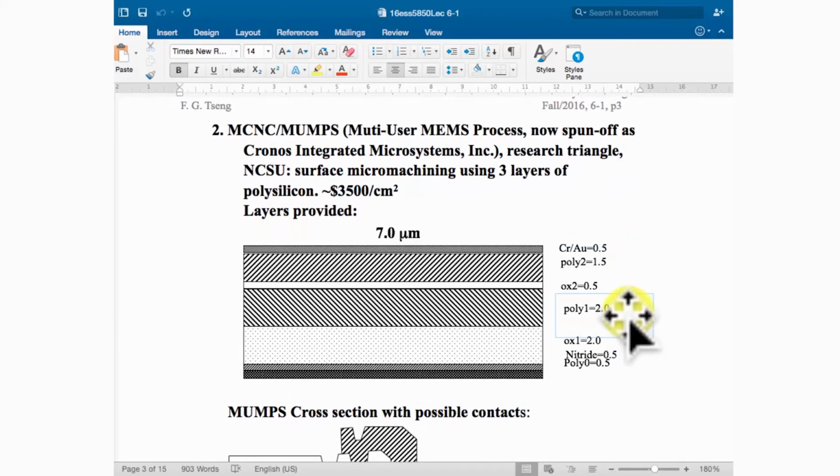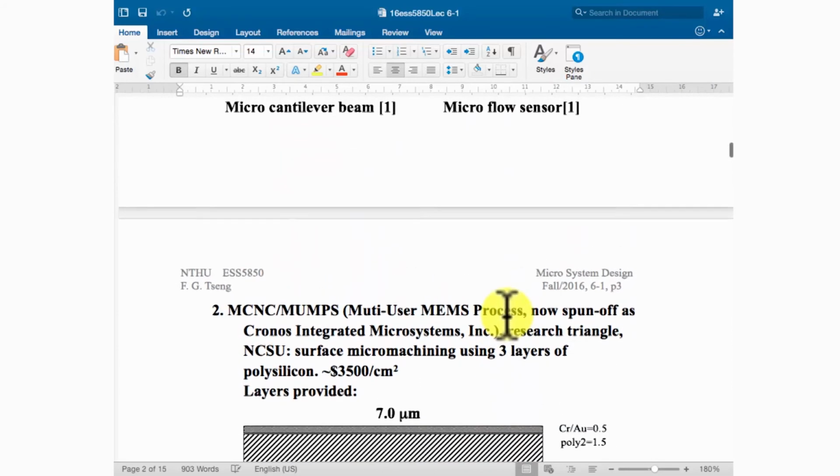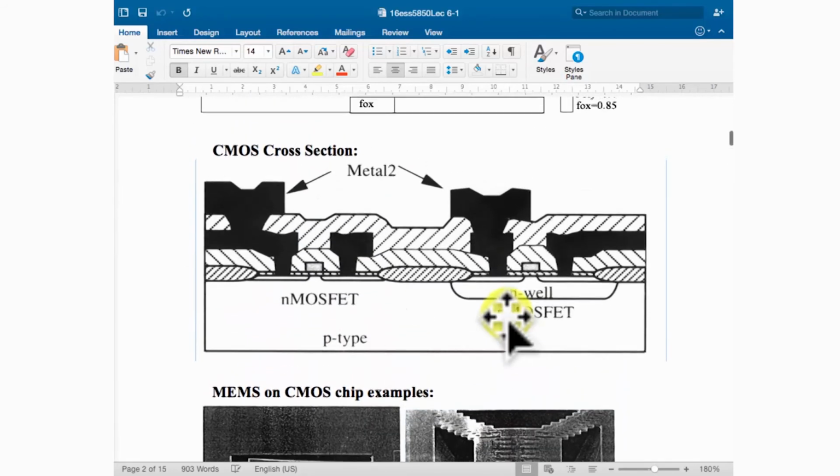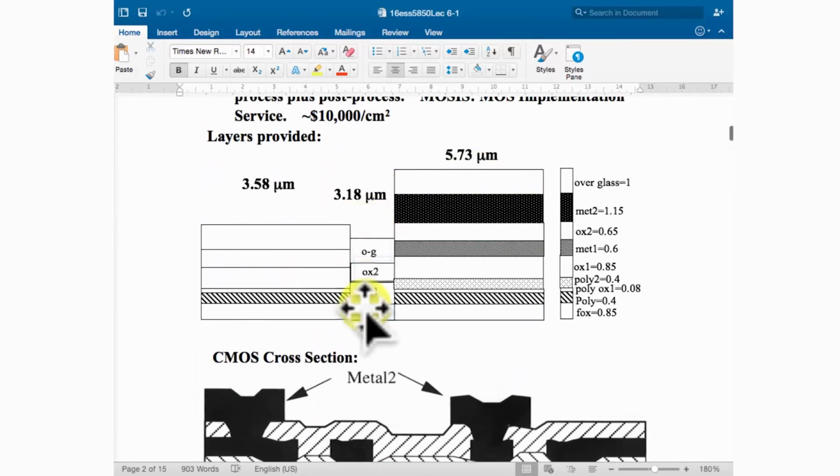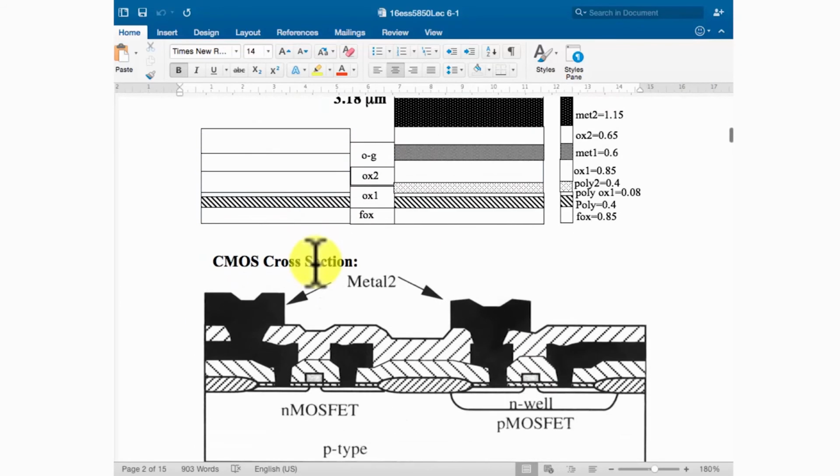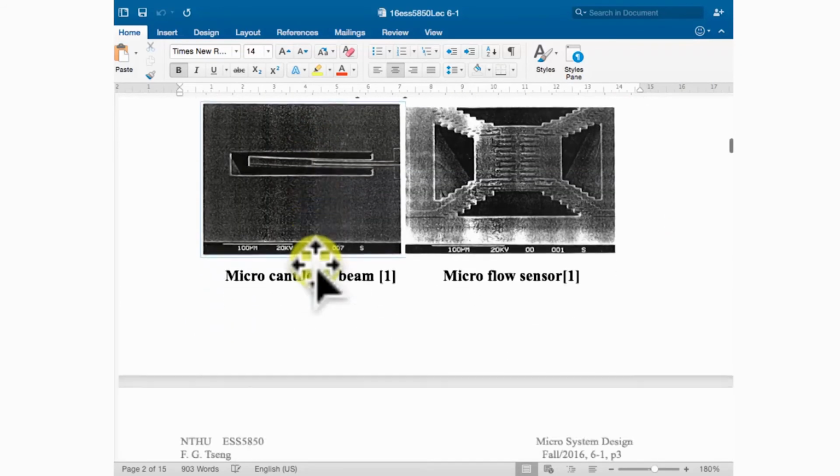In addition to poly 1, they also provide poly 2. The poly 2 layer is also very thick, 1.5 micron, much thicker than before. If you combine these 2 polysilicon layers together, the total thickness will be 3.5 micron. So you have a structure layer much thicker than before, for example, like this part.